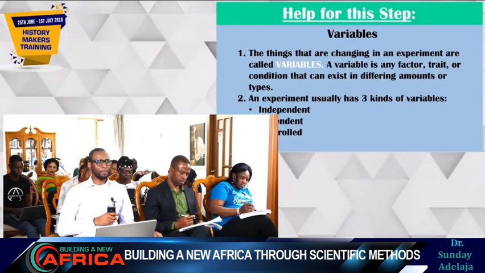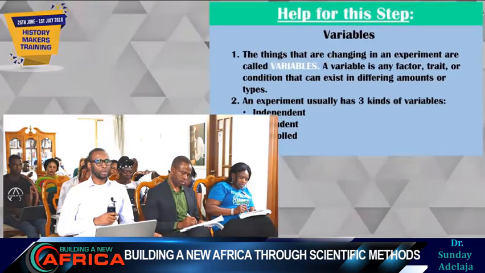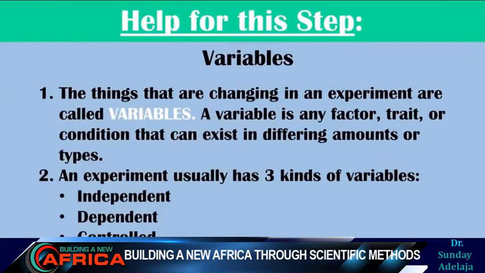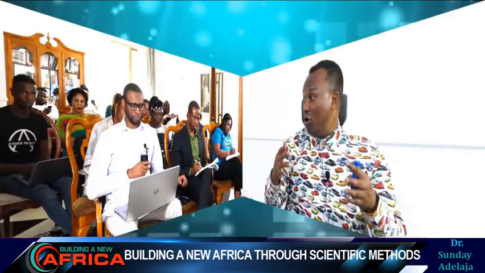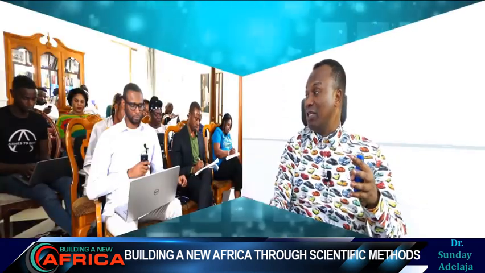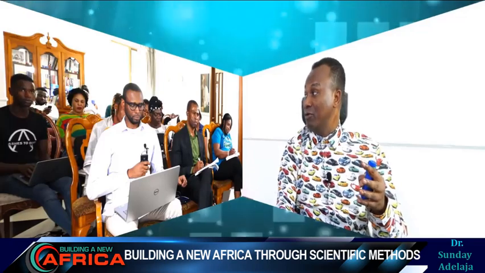Help for this step. Variables. Number one, the things that are changing. So that means that a hypothesis must have variables. You remember I told you about two variables. Either you can remove and replace, like putting salt and sugar in that thing and testing it, or you can measure. So those are the two main variables in a hypothesis.